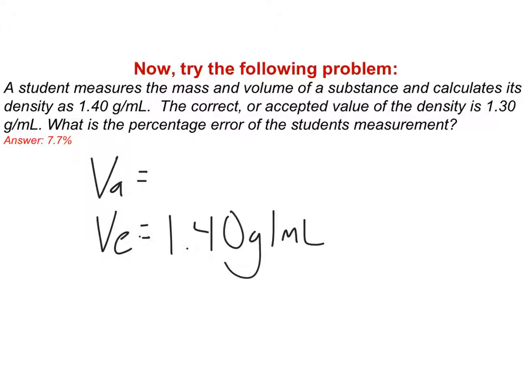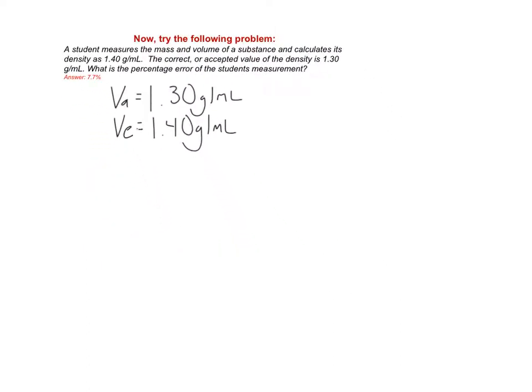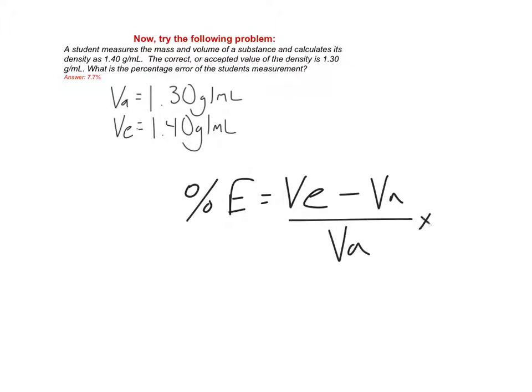Now let's continue reading. The correct or accepted value of the density is 1.30 grams per milliliter. So that is my accepted value. Now I want to calculate out my percent error. So let's move that up there so I have a little bit more space. So my percent error equals my value experimental minus my value actual divided by my value actual times 100.